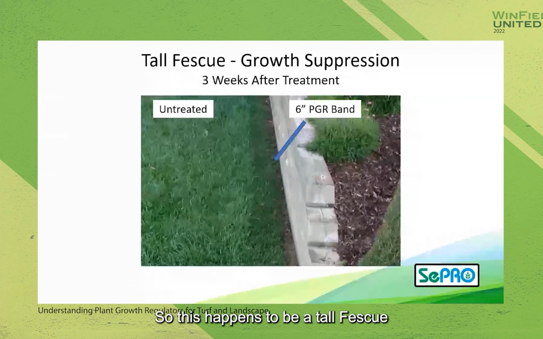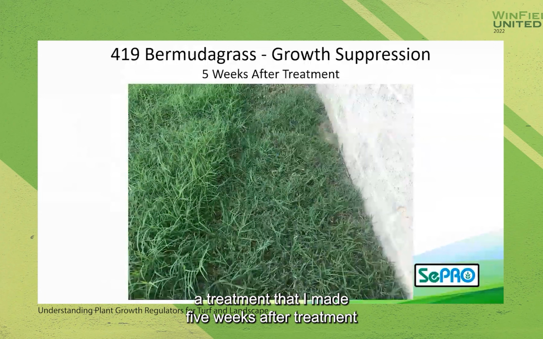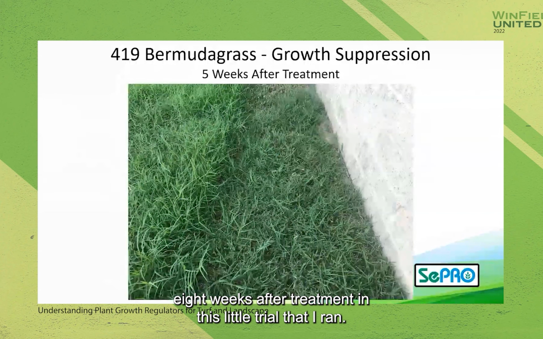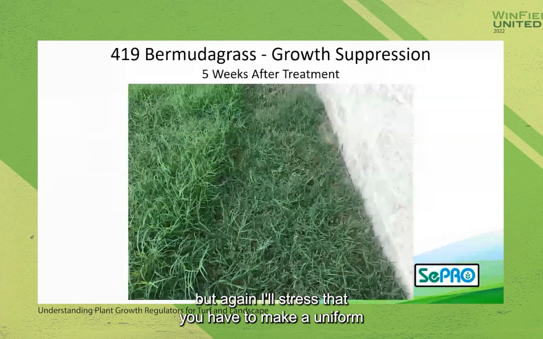So this happens to be a tall fescue 3 weeks after treatment. This is 419 Bermuda grass. This is actually at my house, a treatment that I made 5 weeks after treatment, and did not have to come back and string trim until about 8 weeks after treatment in this little trial that I ran. So it works very, very well with the banding application. But again, I'll stress that you have to make a uniform application or you will not get uniform regulation.